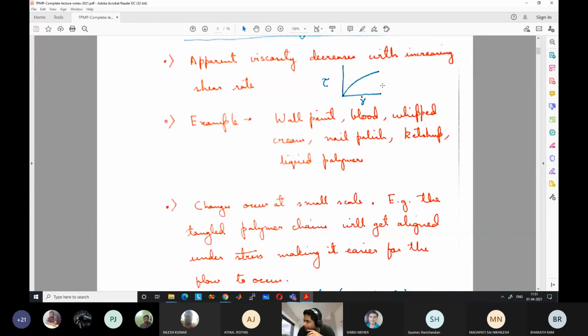Like for example, what can be an example of it? It is similar to high pressure die casting for metals. So you apply a large force, and the fluid flows very easily to all the corners. But at low pressure, it will not flow into all the corners properly, and there will be gaps remaining. Okay, so these are the types of examples of shear thinning fluid.